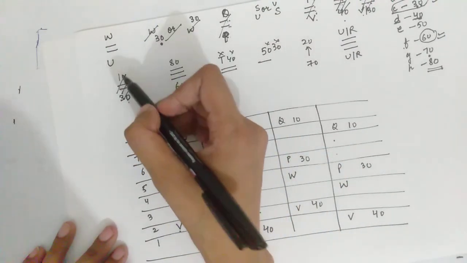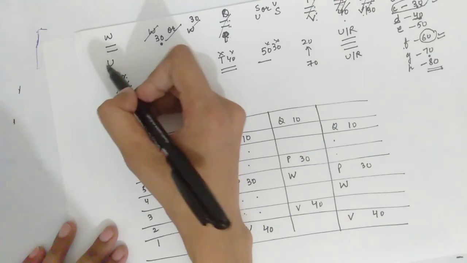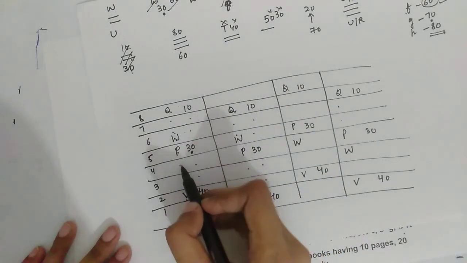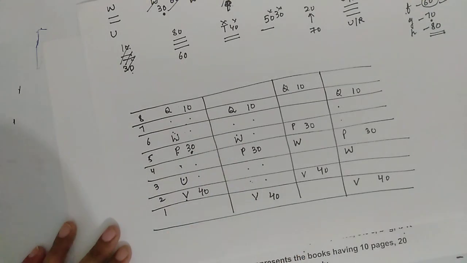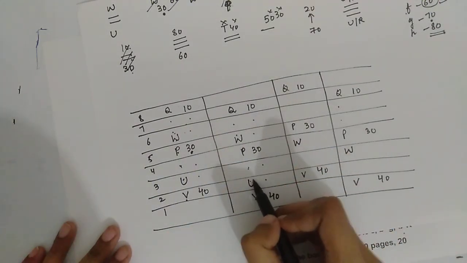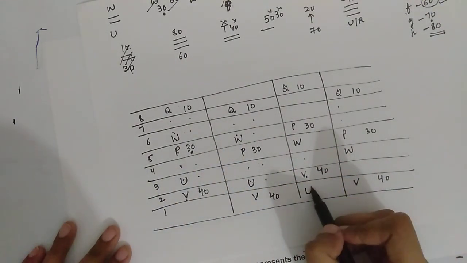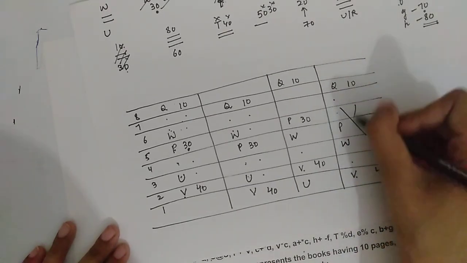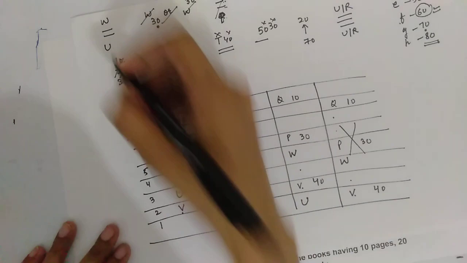Now see the next one. W and U have 2 books in between them and U is below W. So this is W. 1, 2. U will be here. In this other case, 1, 2, book U will be here. But in this case we can't place U. Fine. So this case will be rejected.